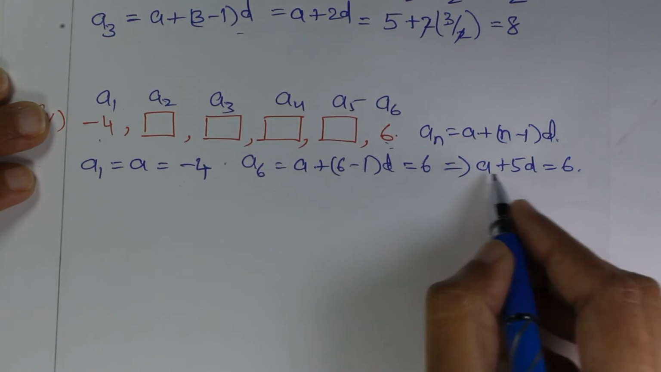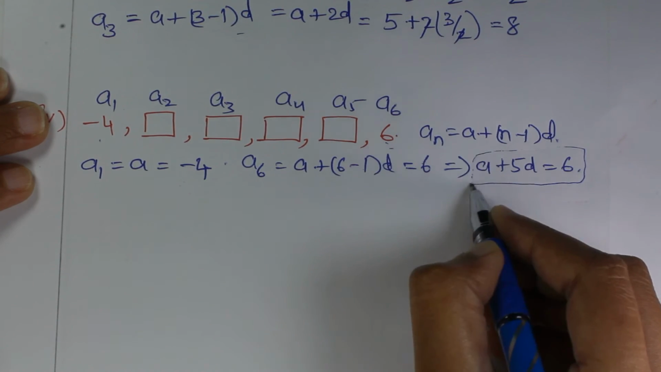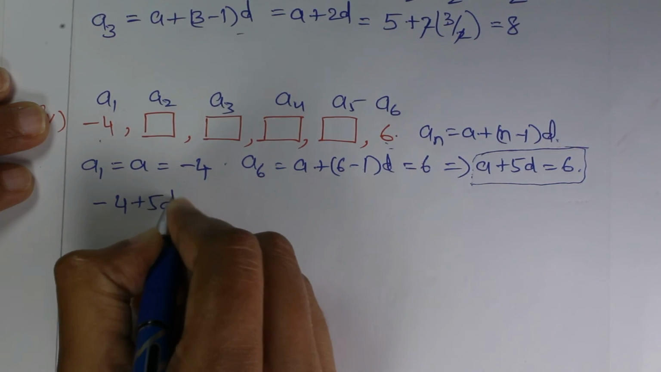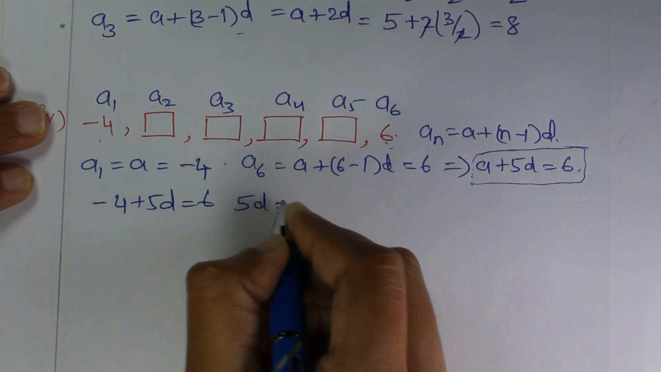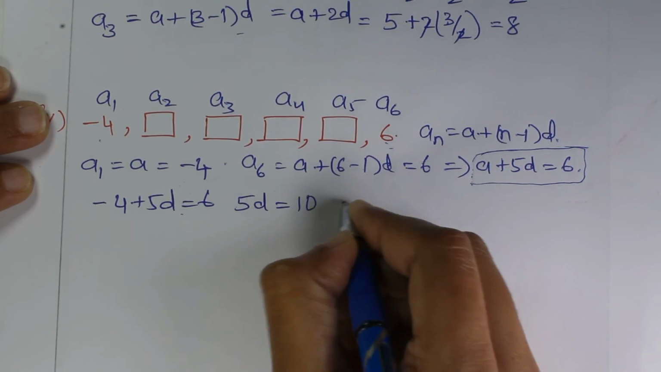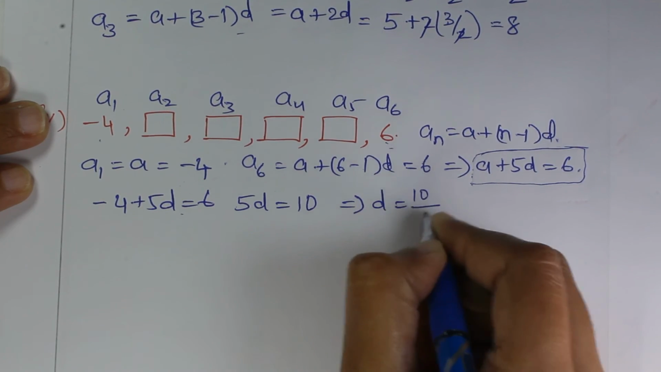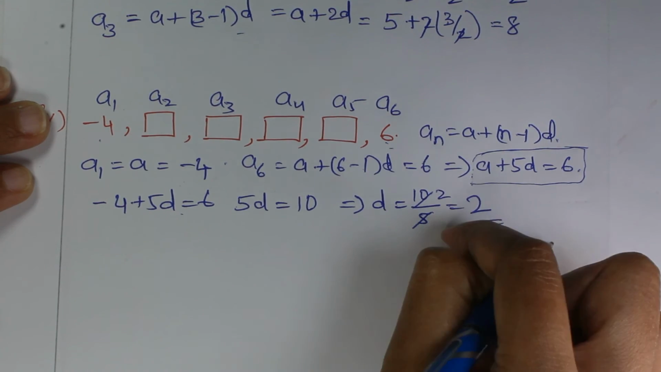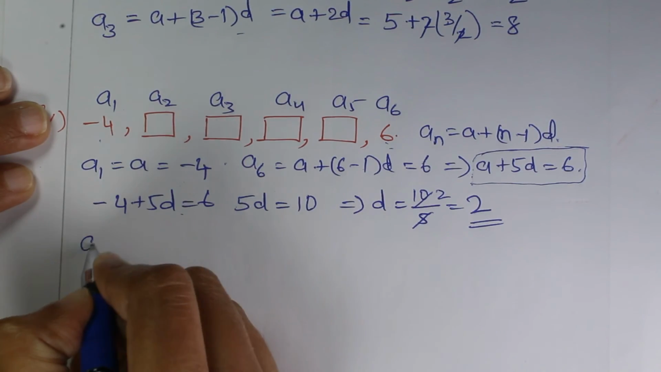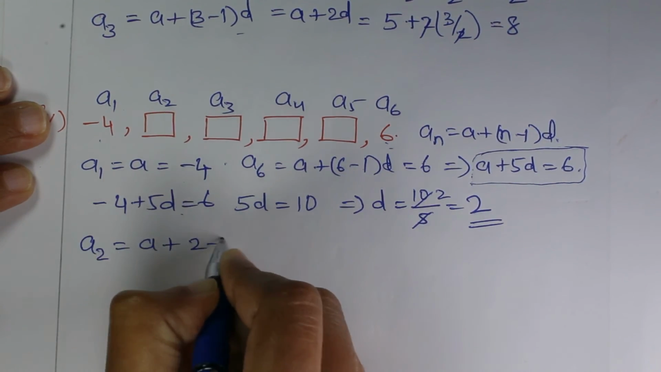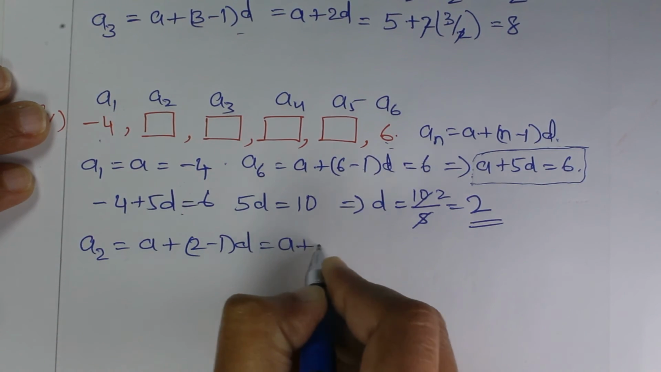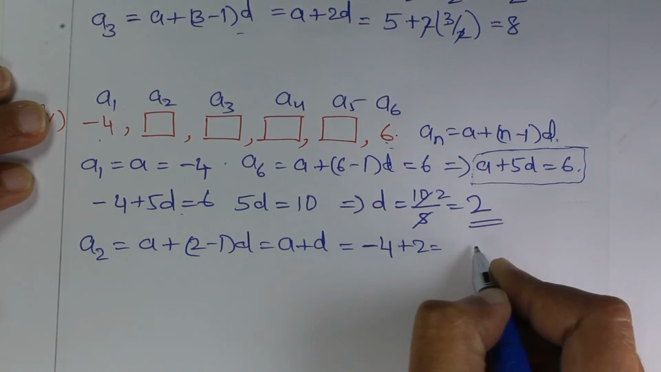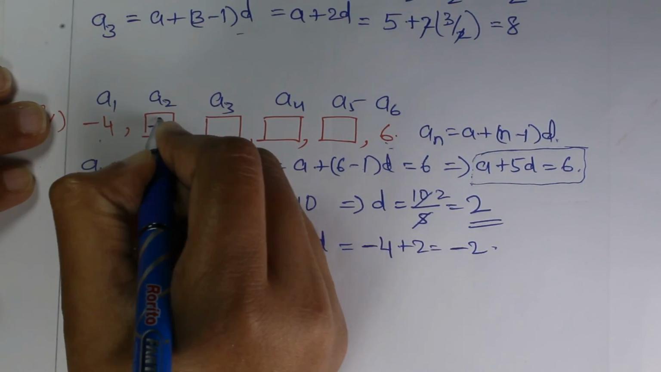Now let's substitute the value of a in this equation and solve for d. Minus 4 plus 5d is equal to 6. 5d is equal to 6 plus 4, that is 10. That implies d is equal to 10 by 5, 5 twos are 10. d is equal to 2. I got the value of d as 2. Now what is A2? A2 is equal to a plus (2 minus 1) into d, that is equal to a plus d. So a is minus 4 plus 2, that is equal to minus 2. So A2 is minus 2.